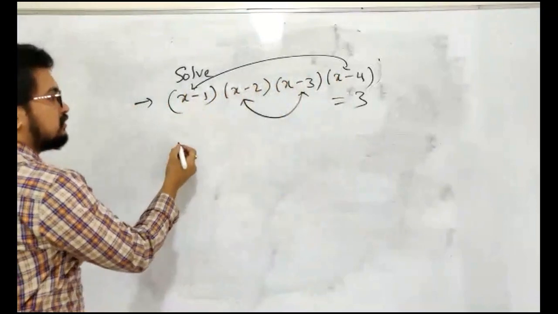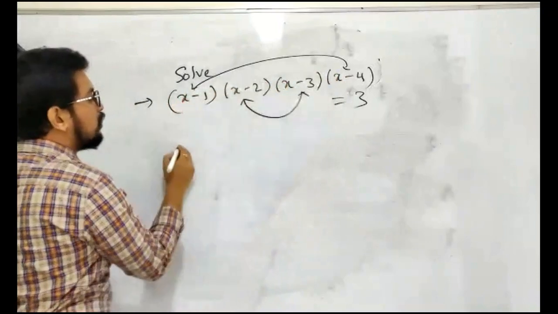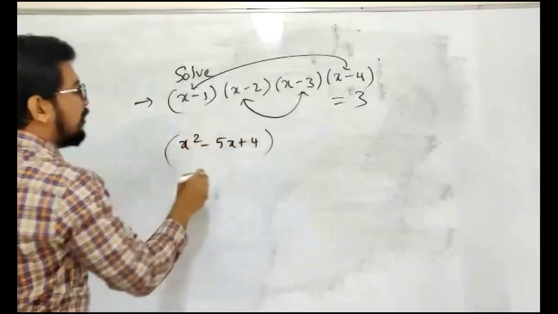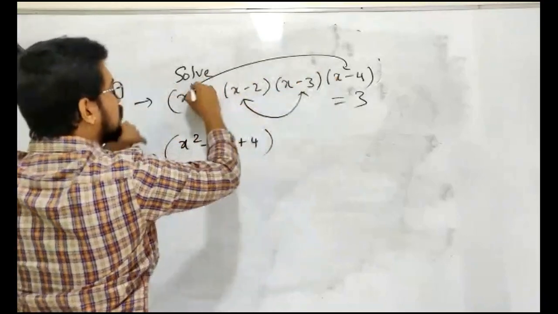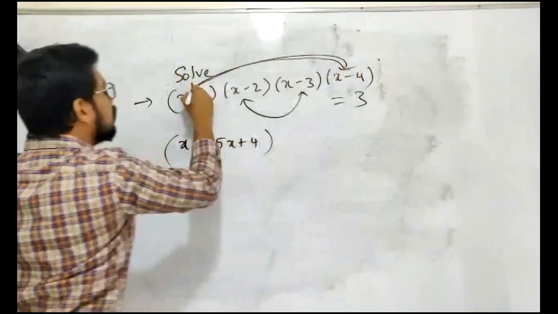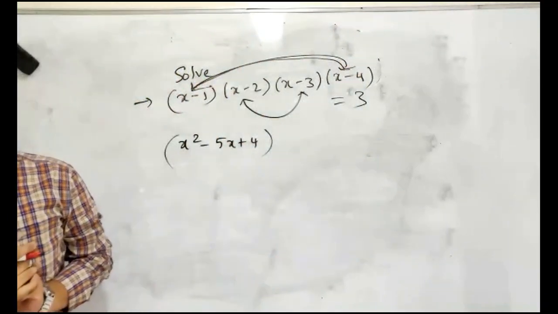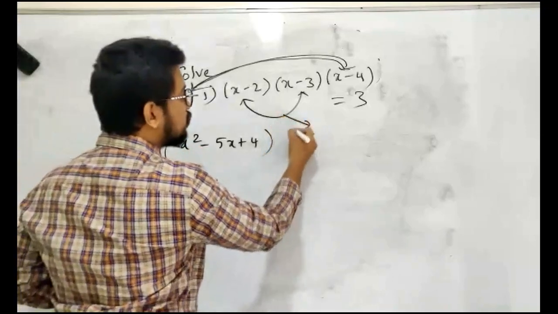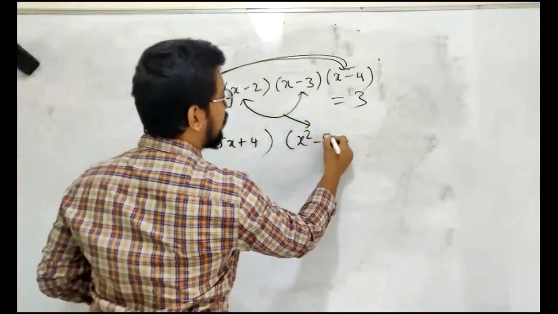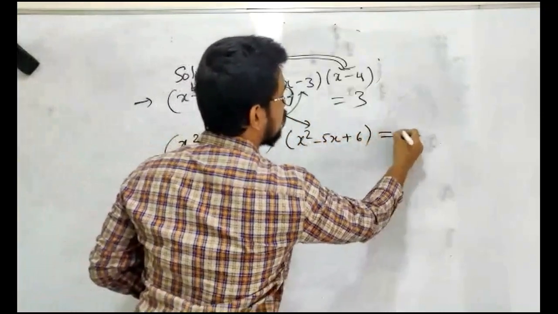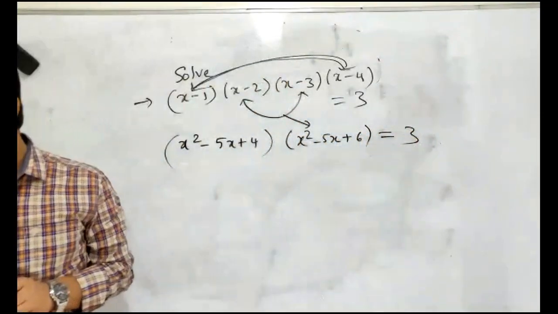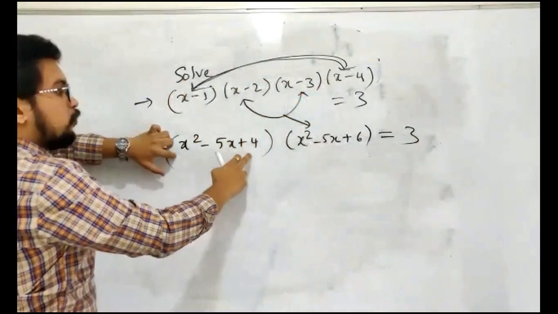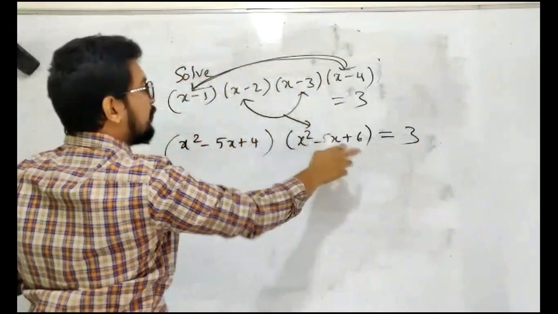It looks something like this. If I group these two things, what do you get? Multiplication of first and last, I'll get x square minus 5x plus 4. And multiplication of these two, I'll get x square minus 5x plus 6 is equal to 3. Grouping this one and this one, I'll get x square minus 5x plus 4. And grouping these two things, I'll get x square minus 5x plus 6.